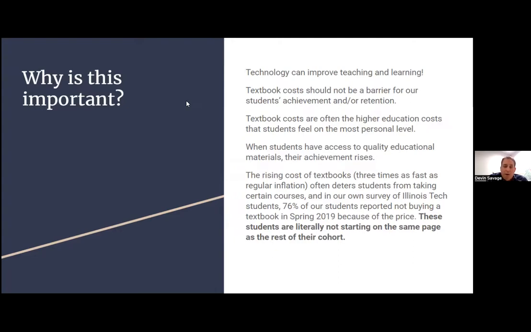I think OER particularly aligns with the idea that technology can improve teaching and learning, and that textbook costs should not be a barrier to our students' achievement or retention. When students do have access to quality educational materials, their achievement rises. We've got some links in the back that you can click through to see the correlations between student access to textbooks and increased persistence and achievement.